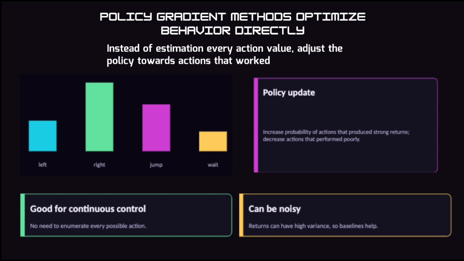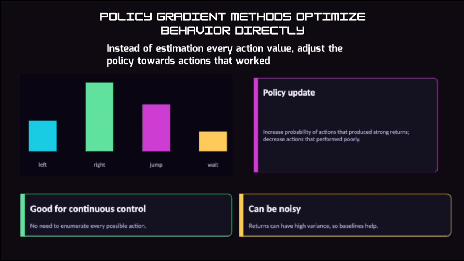It looks at the state and produces action probabilities. After the agent experiences outcomes, the algorithm adjusts the policy. Actions that help produce good outcomes become more likely in similar situations. Actions that led to poor outcomes become less likely.